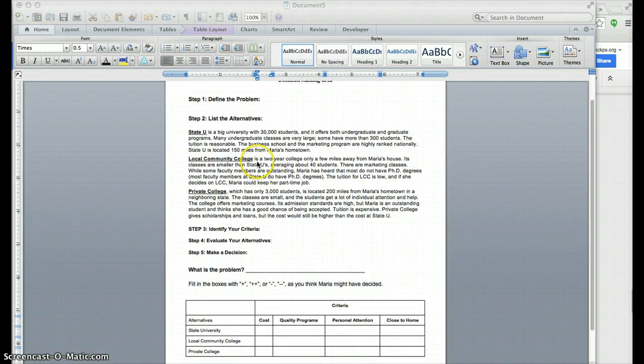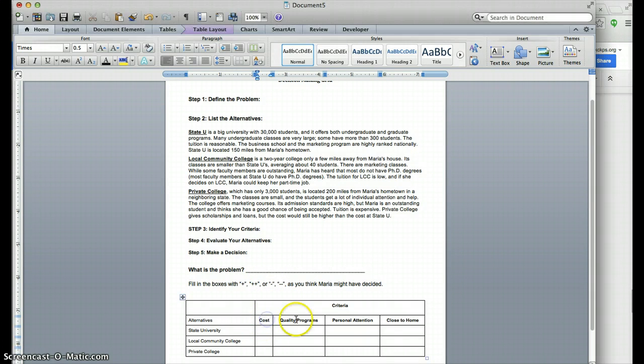So she has three alternatives. She has three choices: state university, local community college, and private college. And other than the alternatives, she also has four criteria. Those are the criteria that we will use to evaluate those alternatives. So according to the text, we have four criteria: the cost, quality programs, personal attention, and closeness or proximity to home.